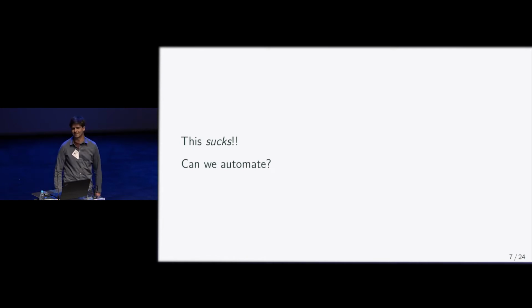And is there some automation we can apply here? And that's what this paper is all about.